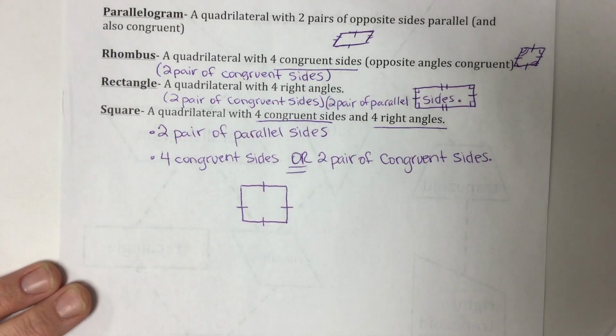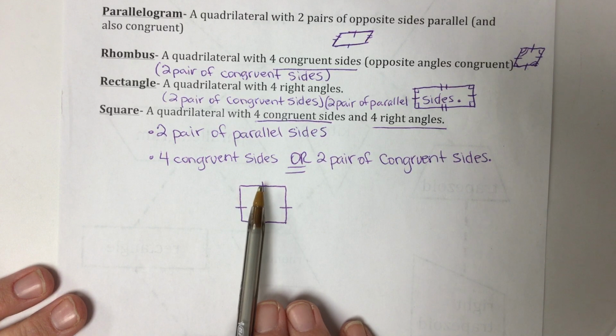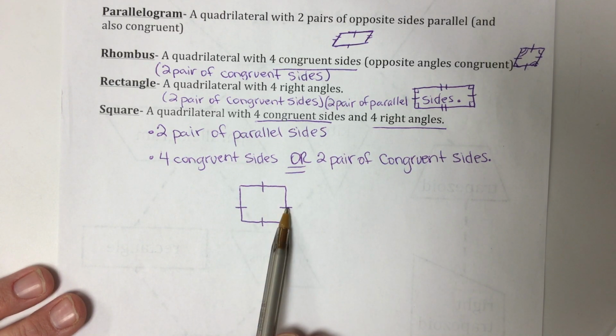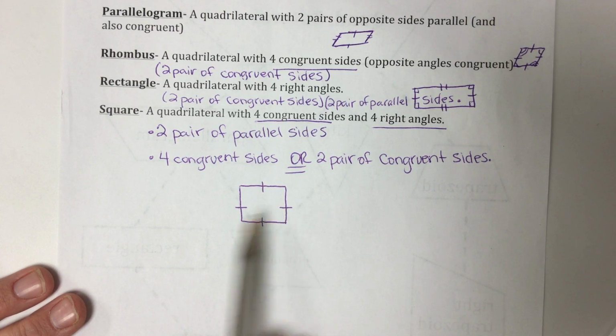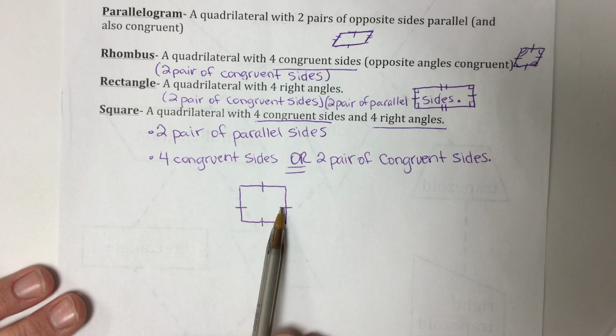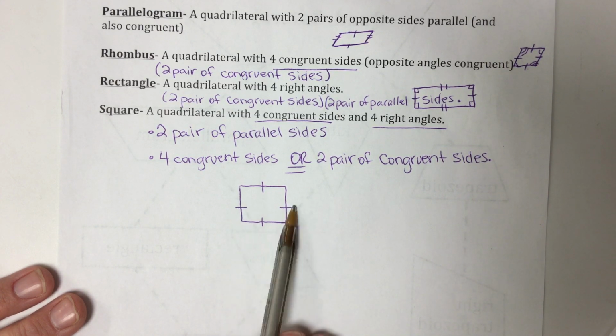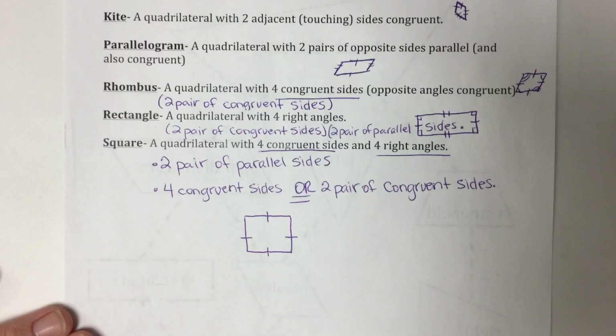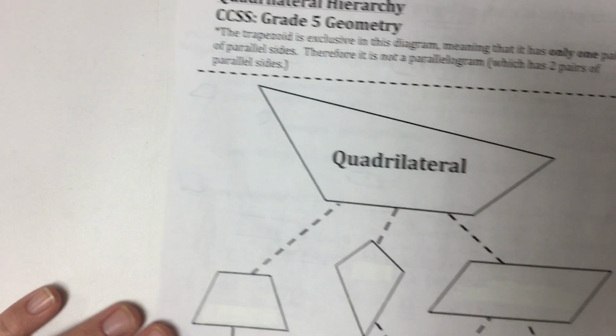all 4 sides are exactly the same, which means this is parallel to this one. These two are parallel. They're also congruent. So 1 pair. And then these 2 sides are congruent. They are also parallel. So that means the second pair of parallel sides and the second pair of congruent sides. Okay? All right. So now let's look at the hierarchy.